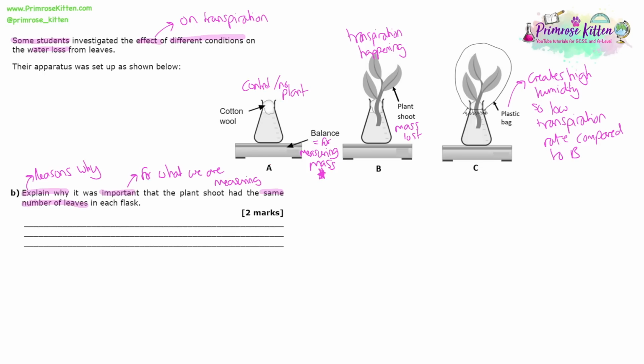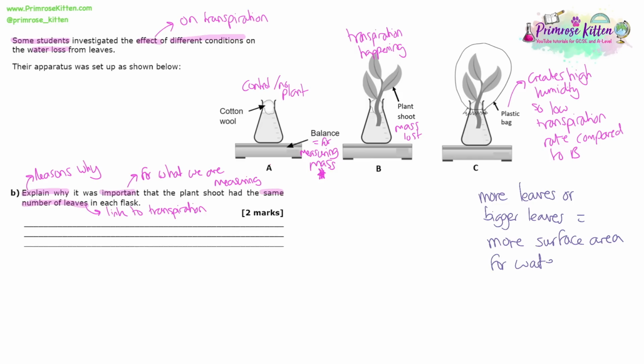And we have to be able to link this idea of having the same number of leaves to transpiration. So why is it important? Based on what we're measuring, we have the same number of leaves, because how could that affect transpiration? So let's have a think about what that reason is then. So clearly, or we should understand that more leaves or bigger leaves, so we could have larger leaves, this could be what the question could be about, but more or bigger leaves would mean there would be more surface area for water to evaporate from, because the leaf is where water is evaporating.